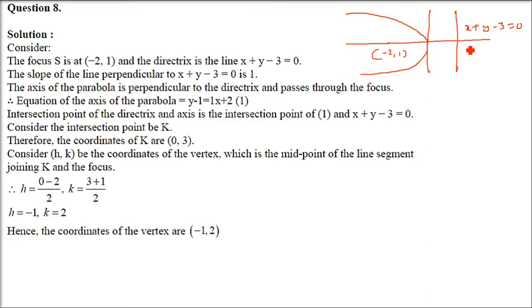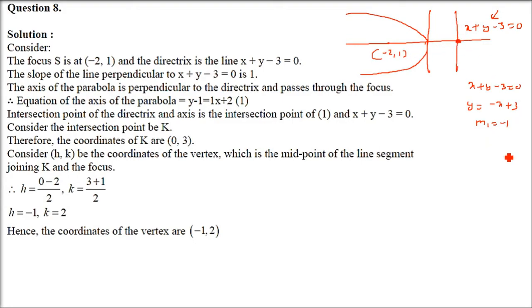Now this is -2, 1, and this line, the axis of symmetry, and the directrix intersect at some point, and then we can find the vertex by the midpoint formula. So the basic thing is to find the equation of this line, the axis of symmetry. So what is the slope of the directrix? x plus y minus 3, so you can easily see y equals minus x plus 3. The slope of our directrix is -1.